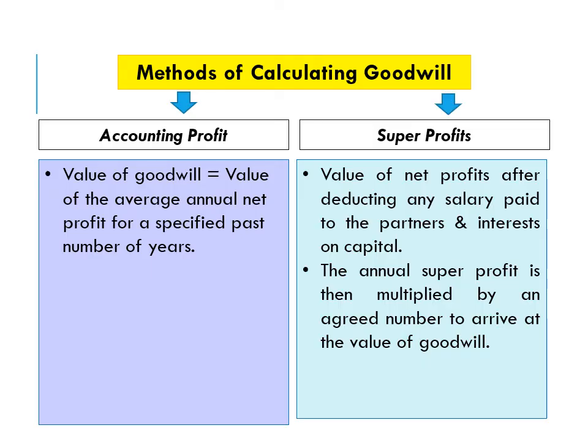So if it is the accounting profits method to calculate the goodwill, the value of the goodwill is actually the value of the average annual net profits for a specified past number of years. If you use the super profits method, you are going to value the net profits after deducting any salary paid to the partner and interest on capital. All right, and the annual super profits is then multiplied by an agreed number to arrive at the value of goodwill.